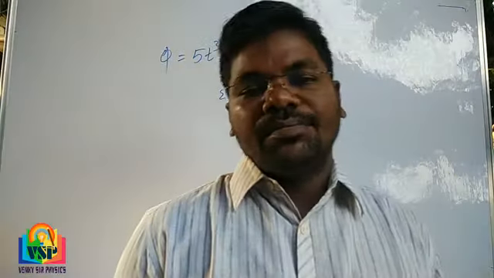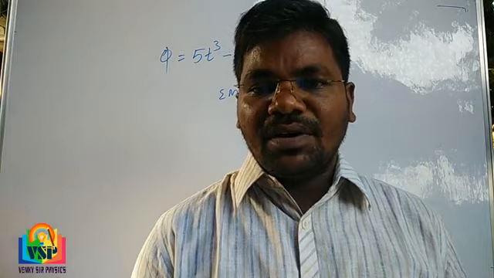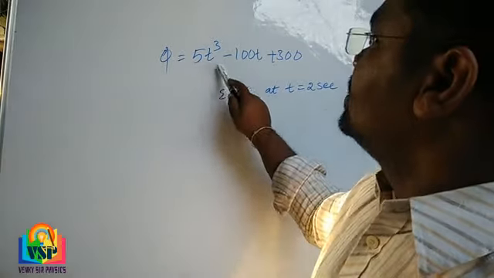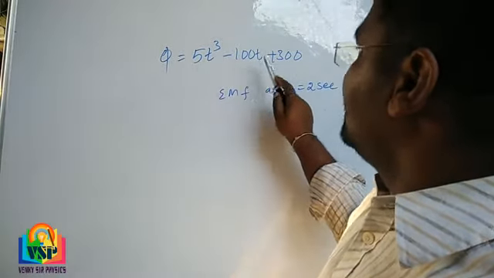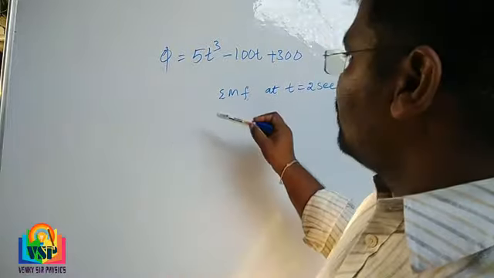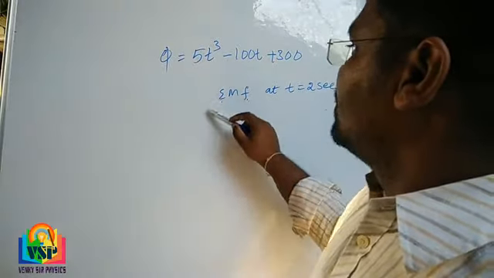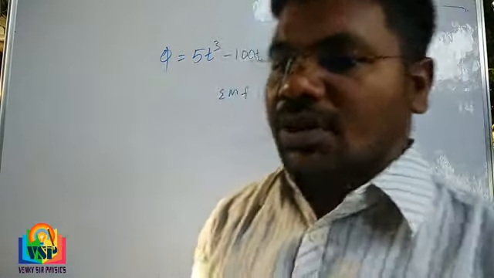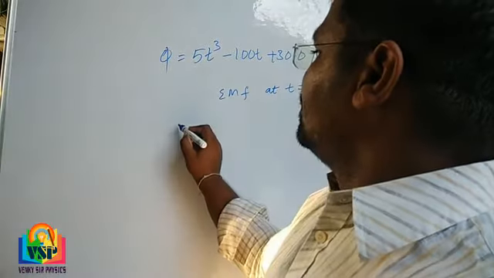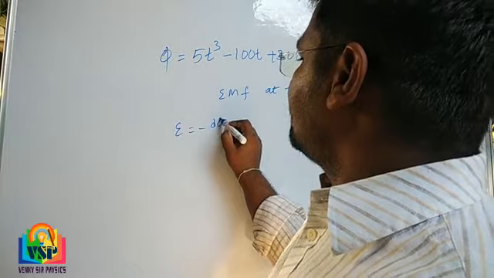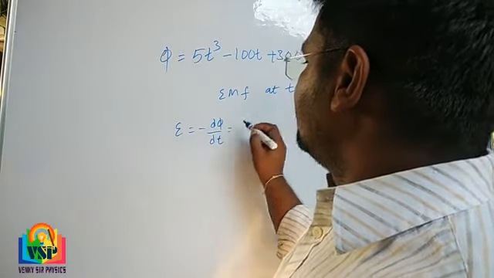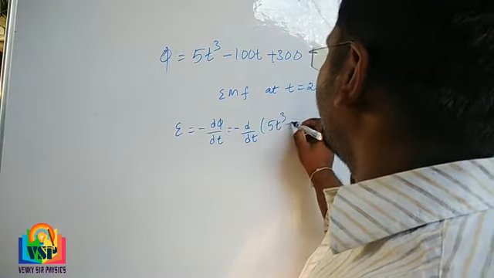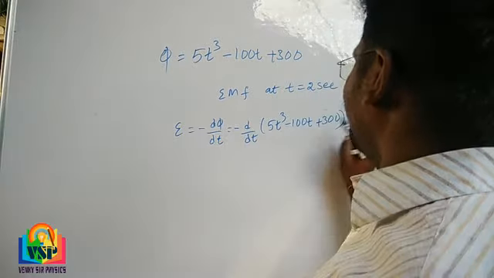In this problem, they given magnetic flux in the form of an equation, that is phi is equal to 5t cubed minus 100t plus 300. So from this we have to find the induced EMF, electromotive force, at t is equal to 2. So what is the formula for induced EMF? EMF E is equal to minus d phi by dt. Here minus d by dt of 5t cubed minus 100t plus 300.